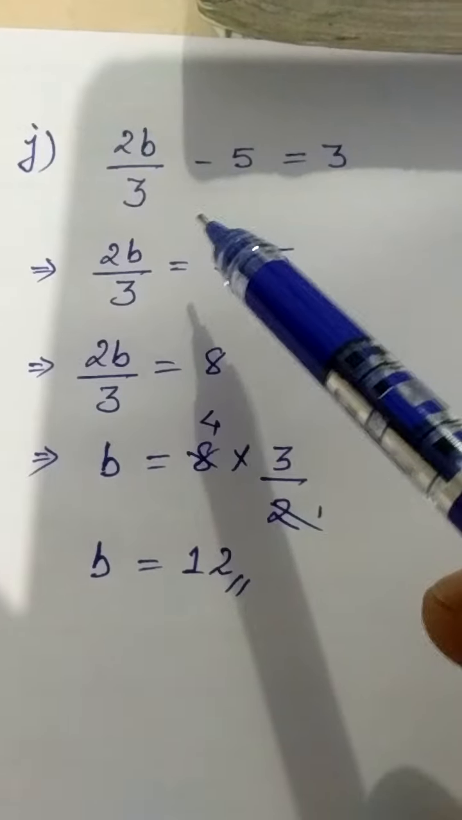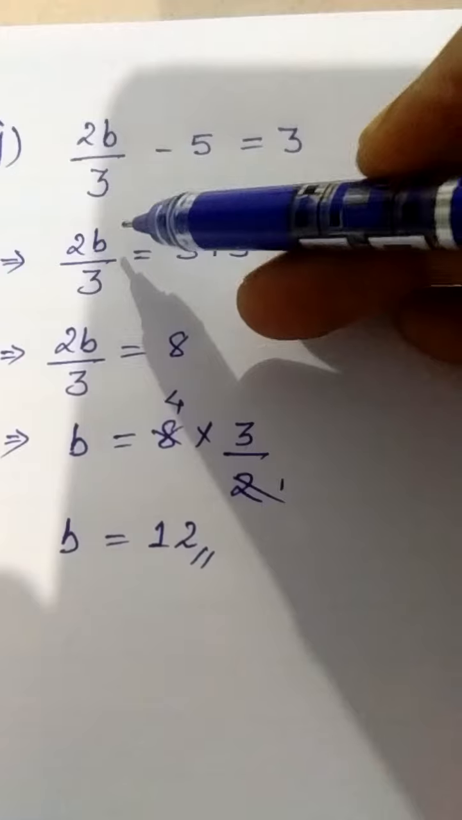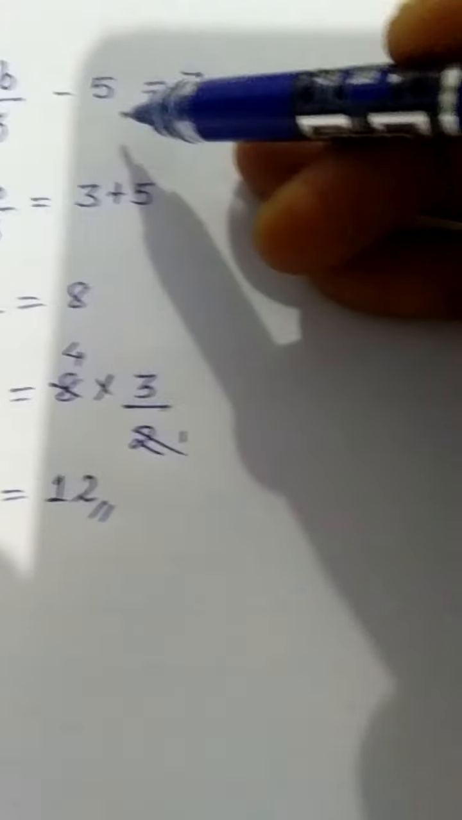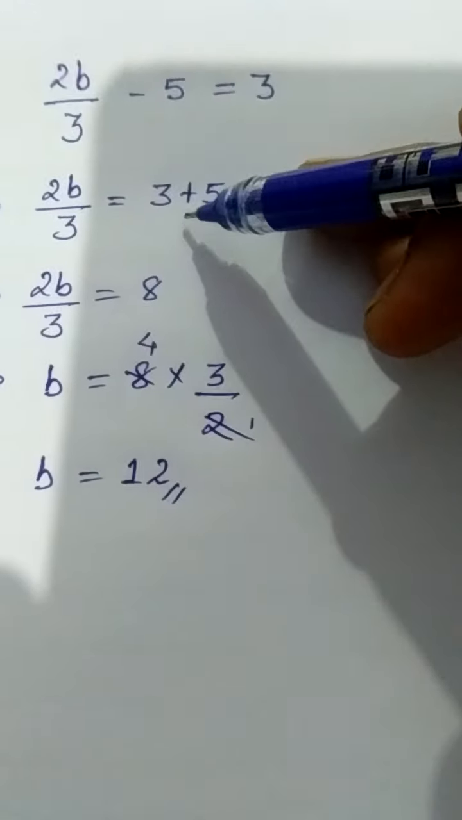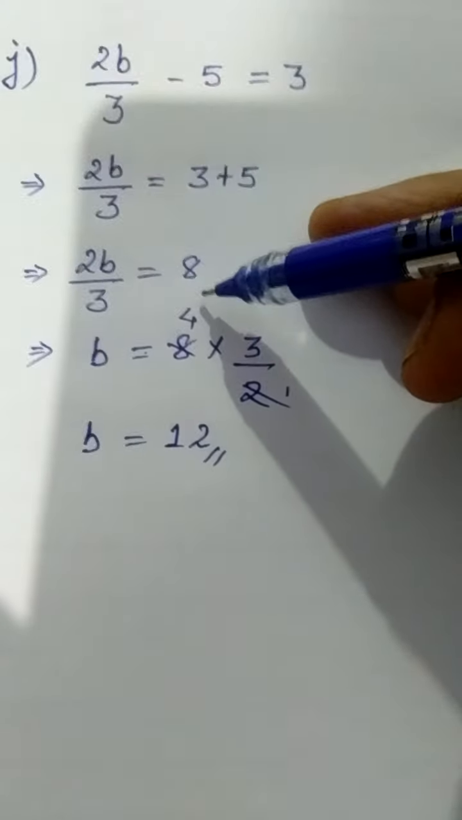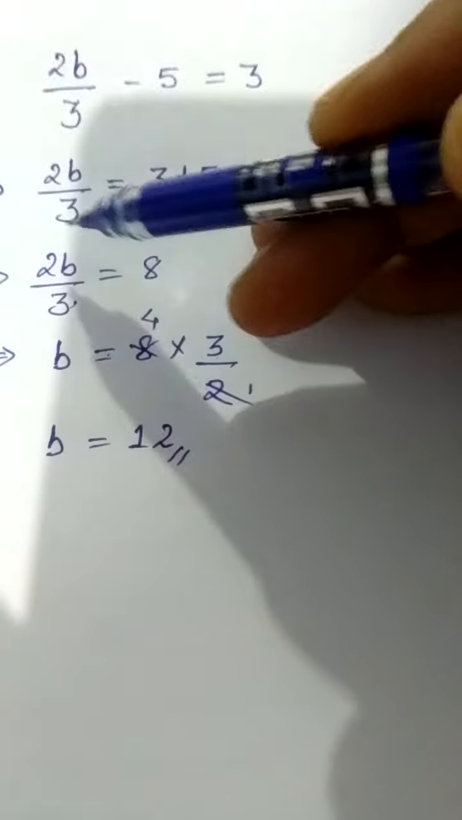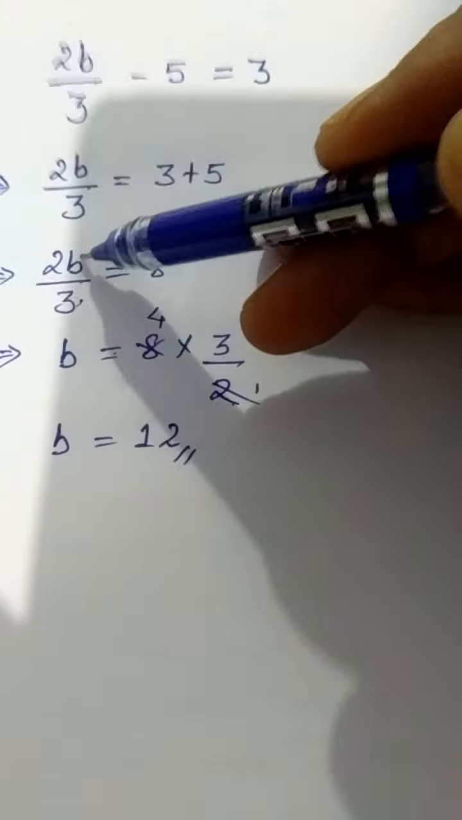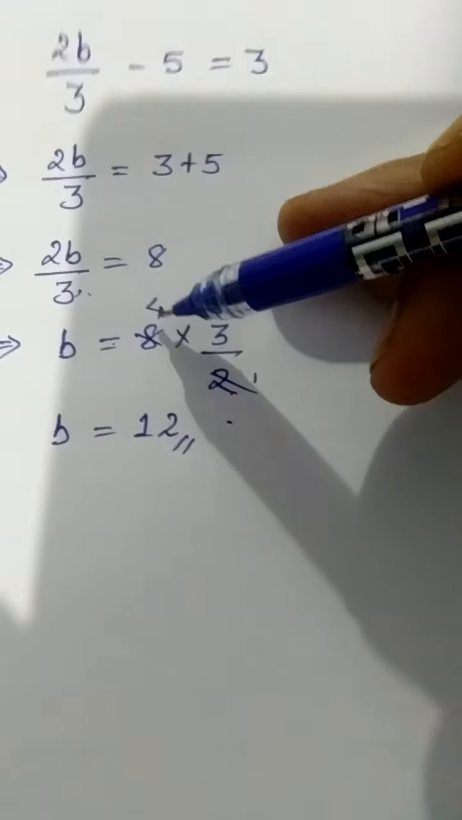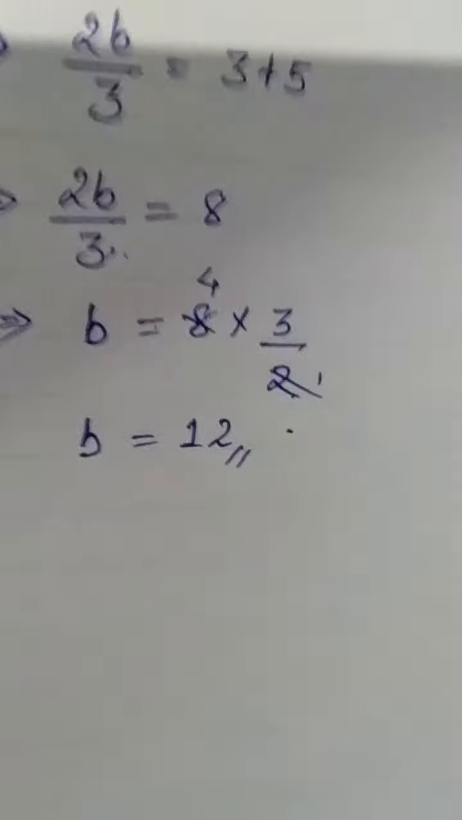2b upon 3 minus 5 is equal to 3. So what will happen? Here, children, 2b upon 3 is equal to 3 plus 5. We are changing the side for 5, so it will become plus 5. Now 2b upon 3 is equal to 8. Okay. Now we will change the side for 2 upon 3. It is in multiplication. When you change, it will be reciprocated. 2 upon 3 will become 3 upon 2. Now let us simplify. 2 4s are 8, 4 3s are 12. Understood? I hope it is clear to you.